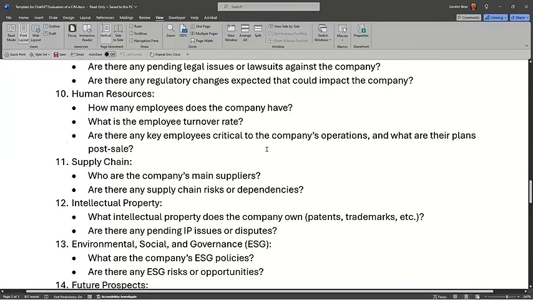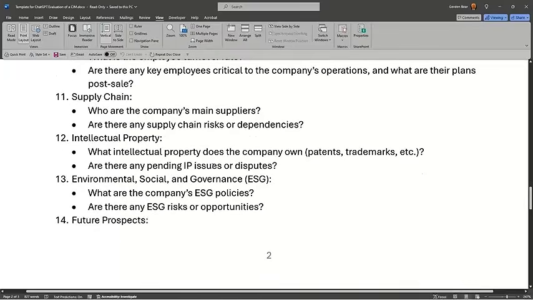Probably will not be in the CIM, but it will then appear on the question list of the things that we want to ask the seller and the owner. Supply chain. Who are the company's main suppliers? Are there any supply chain risks or dependencies?